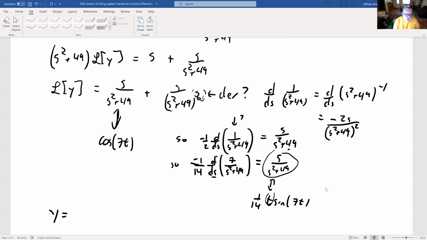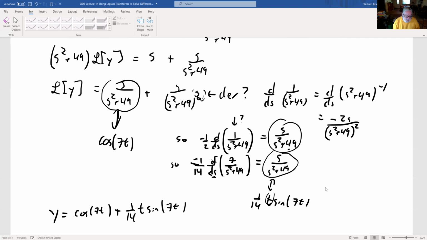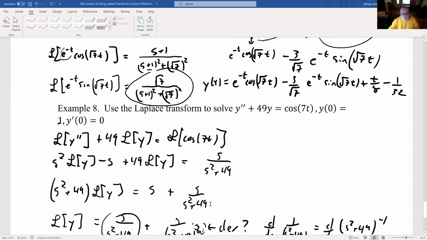So what is y equal to? The inverse Laplace transform of this, which is cosine 7t, plus the inverse Laplace transform of this, which is 1 over 14 t sine 7t. And that tells me that I have resonance going on there, right? This term is going to blow up. Okay, so Laplace transforms are pretty straightforward. You just have to recognize the partial fractions and then be able to go back from s terms back to t terms, the inverse Laplace transform.